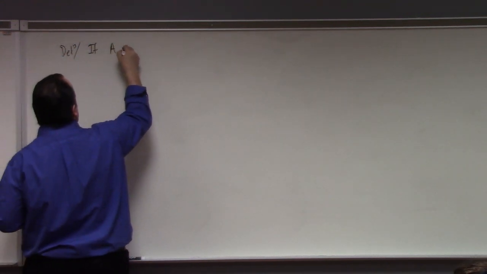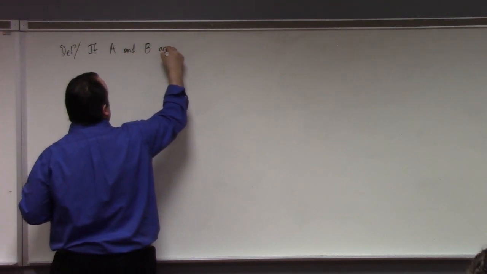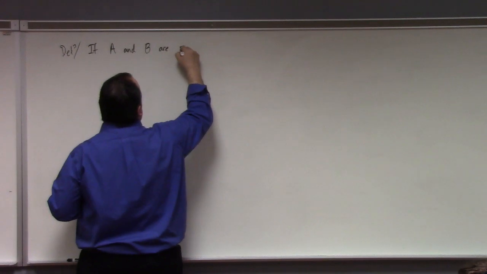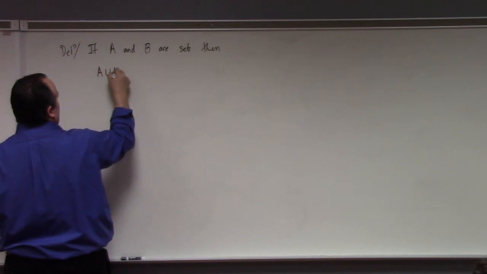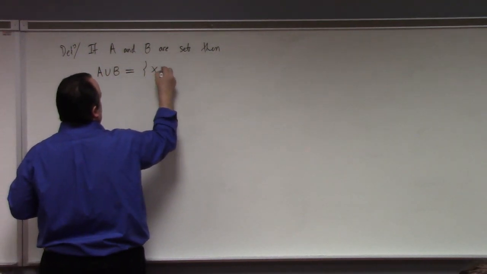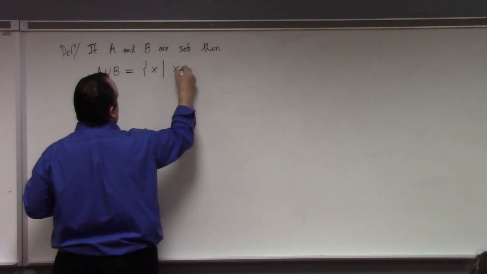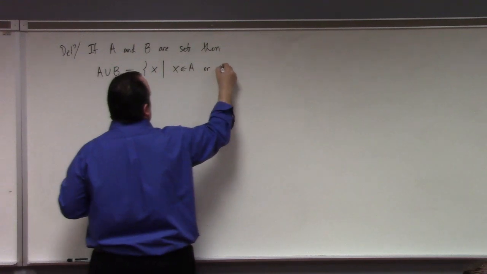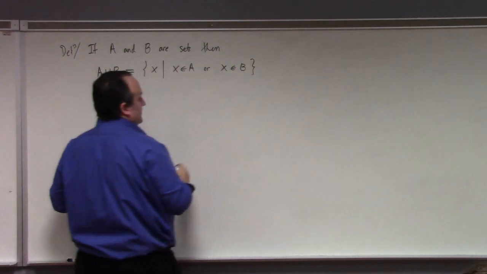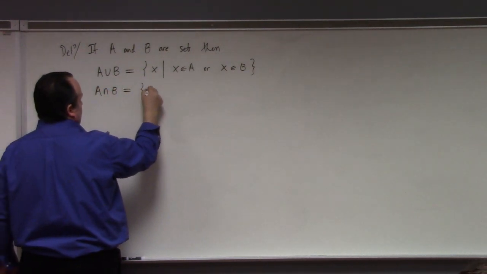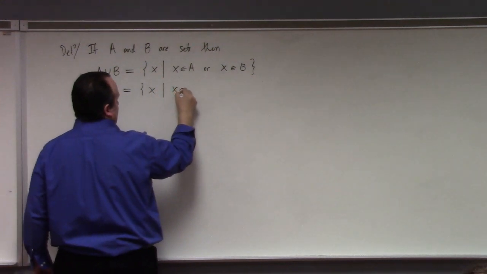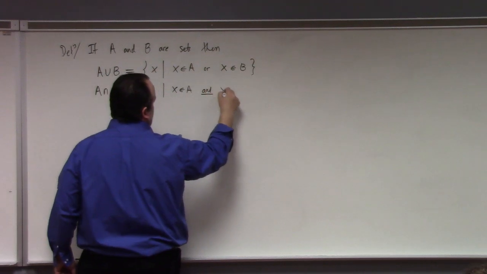So I wanted to make sure I defined union and intersection for you guys today. Definition: if A and B are sets, then A union B is the set of X such that X is an element of A or X is an element of B. On the other hand, A intersect B is equal to the set of X such that X is an element of A and X is an element of B.